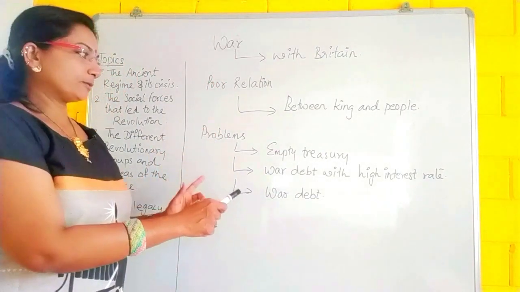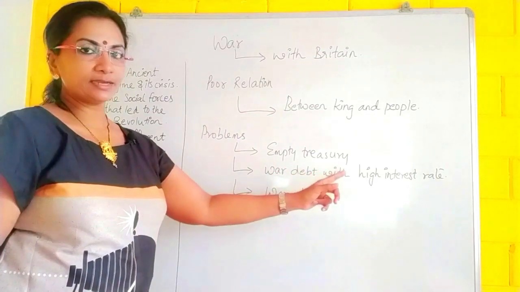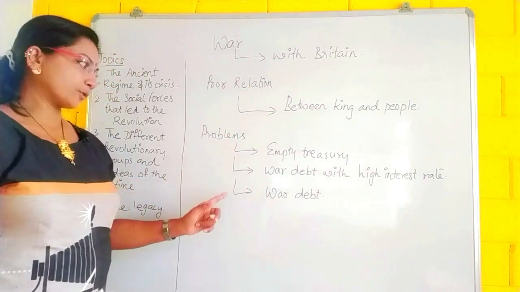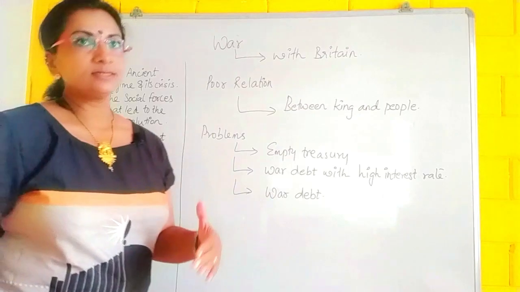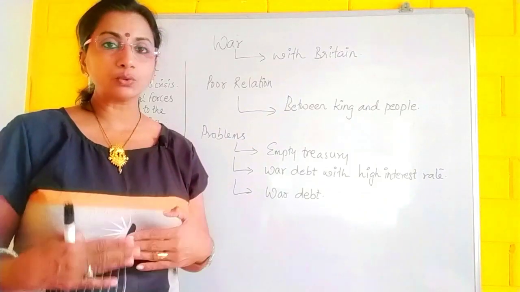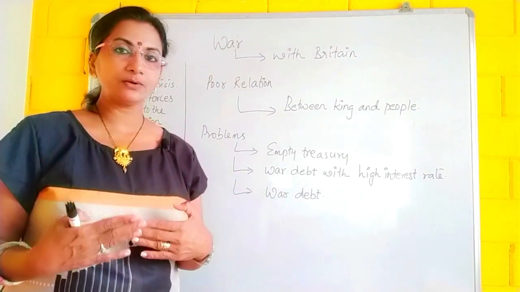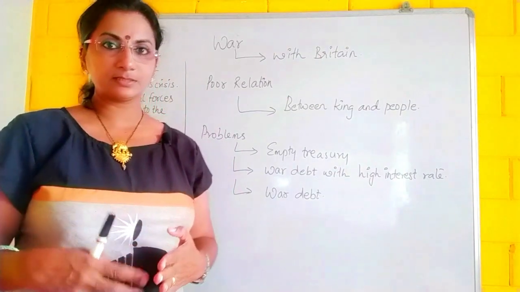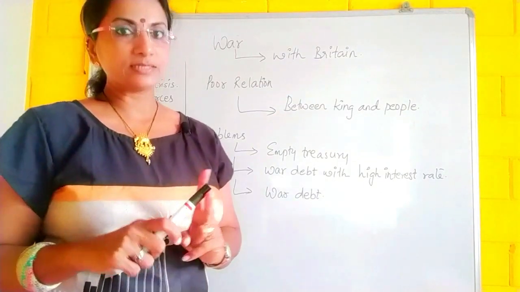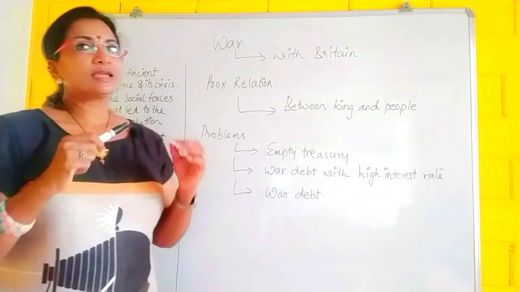I talked about the war and the poor relation of the king. Next, these are the problems. What were the problems? Empty treasury due to the war, and the war debt with a high interest rate, isn't it? These are the problems. Okay, once more I will explain. The treasury was empty, but the king has to rule the kingdom, and for that he needs money. He needs money for maintaining the army, government offices, universities, a lot of things. So for everything he needs money.